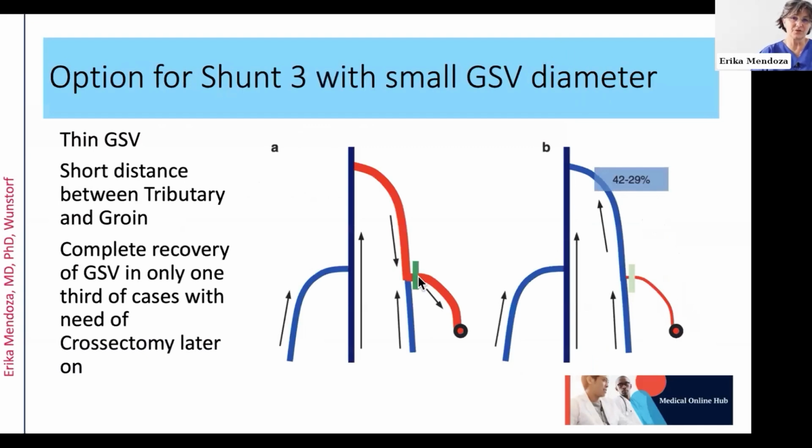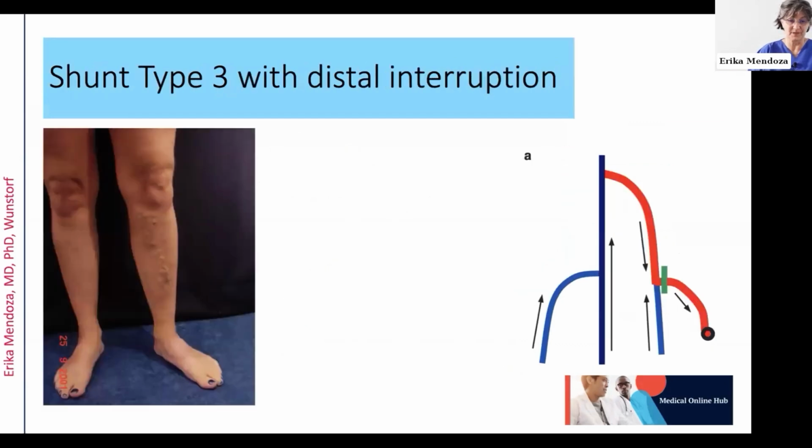And then you can do the following. If the diameter of the great saphenous vein is not too large, in real large refluxes, this will not work. But in small diameters, if you just interrupt the tributary, which was, of course, in the 80s only done surgically, you can have a permanent anterograde flow in the great saphenous vein in around 30 to 40%. But I mean, it is a third of the patients. You can completely preserve the saphenous vein, which is always an option.